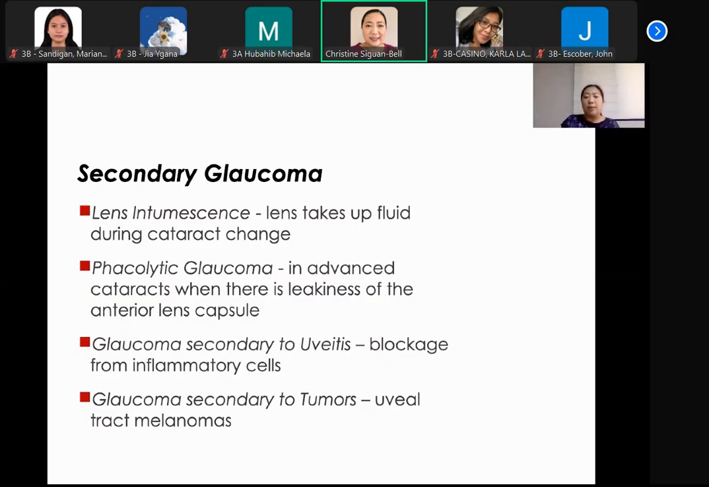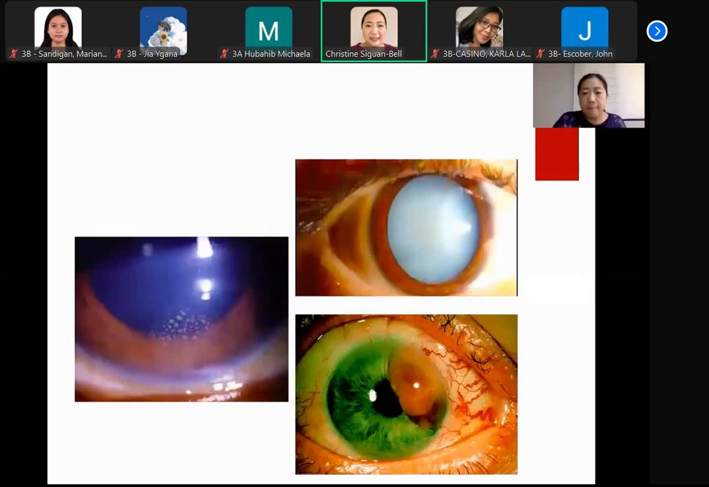There's also glaucoma secondary to uveitis or inflammation, which will block your trabecular meshwork. Glaucoma secondary to tumors, like uveal tract melanomas, will physically block your trabecular meshwork.